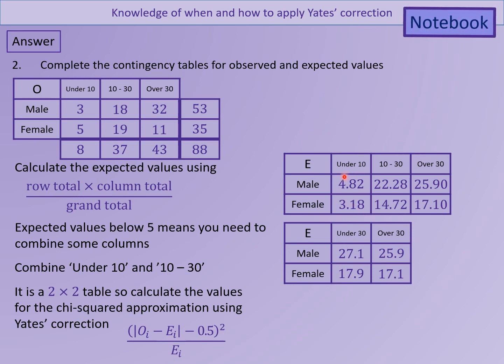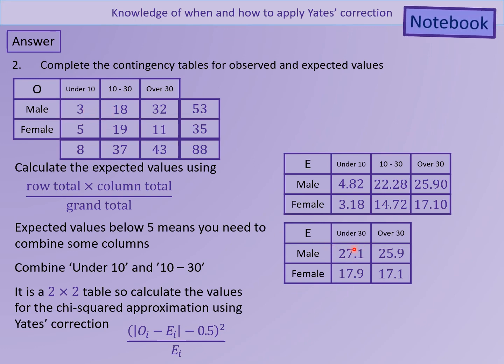Are any expected values below 5? Yes, combine. Is it a 2 by 2 table? Yes, we have to use Yates Correction. Right, so when we're using Yates Correction, the only thing we do differently is we look at the observed. Be careful, the observed is those two put together, so it'd be 21.